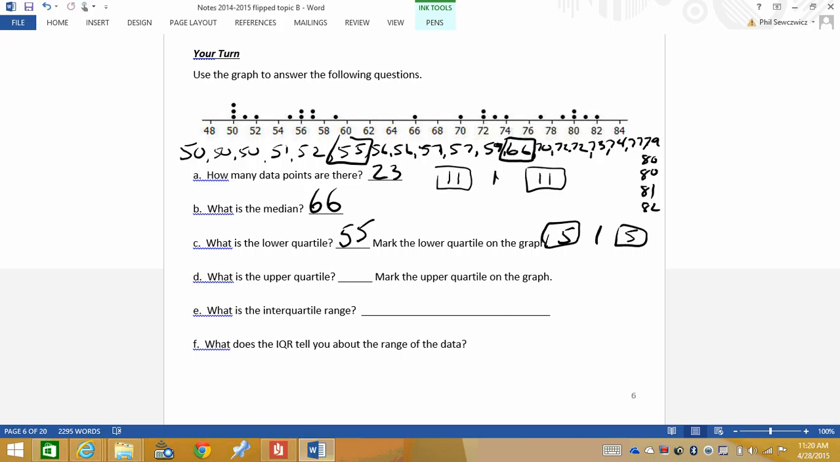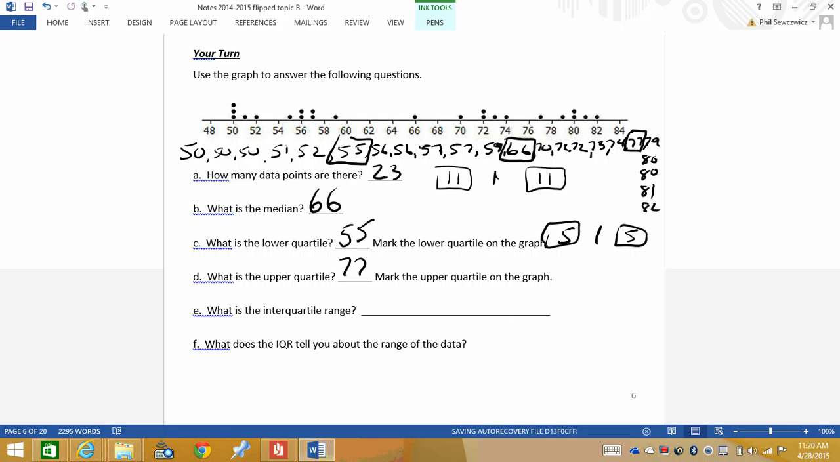So what's the upper quartile? Well, as we saw before, it's the same idea. There's 11 numbers over here. So all I've got to do is count 5. I can go 1, 2, 3, 4, 5, and then it's the very next number. So it is 77. I know, amazing, isn't it?